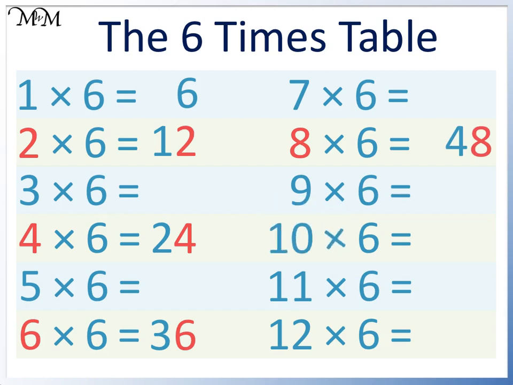10 times 6 is easy because we just add a 0 to 6. 11 times 6 is easy because we just have 2 6 digits. We will practice the trick for multiplying 2, 4, 6 or 8 by 6.